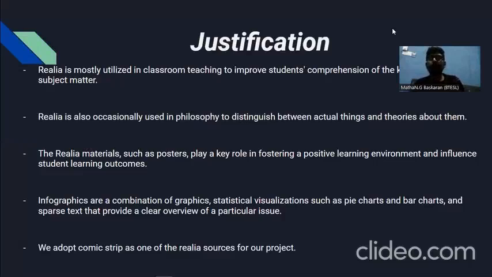Lastly, we adopted a comic strip as one of our realia sources for our project. We selected comic strips as one of our teaching tools for our second activity, which is writing skill. A comic strip is a collection of images, frequently cartoons, placed in a sequential order to convey information in the form of a story, frequently serialized with captions and text. Since we selected the topic of nature from Form 3, the comic strip focuses on a natural theme in essence. It conceals the effect of pollution. This information will be concealed in the comic strip.